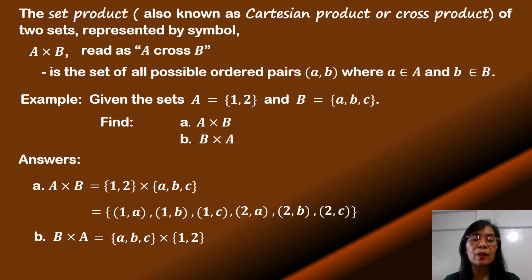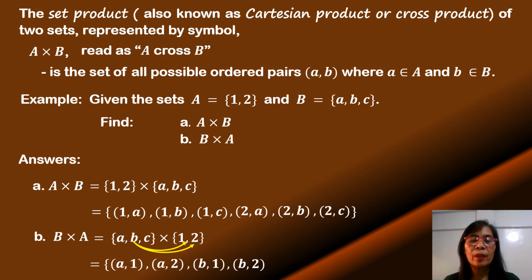B cross A, so take note, we start with the element in set B paired to the element in set A. So we have the first ordered pair is a1, the second ordered pair is a2, then we have b1, then b2, and then we have c1, and then we have c2. So this is now the cross product B cross A.